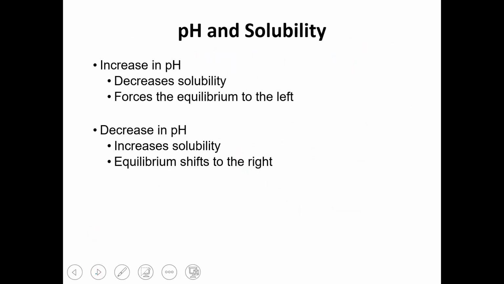So if we increase the pH, we're going to decrease solubility. So for increasing pH, this would be in basic solution, so we would go back towards the reactants. If we decrease the pH, meaning we're in acidic solution, we would increase the solubility and we shift the equilibrium toward the right, towards the products.